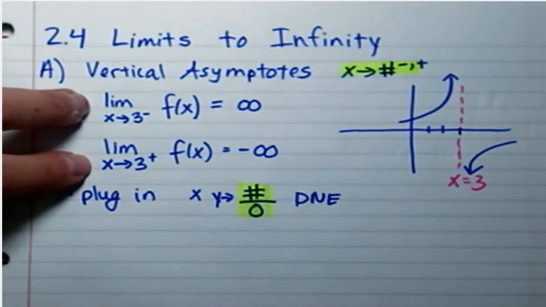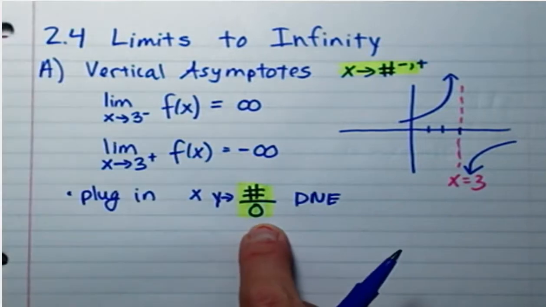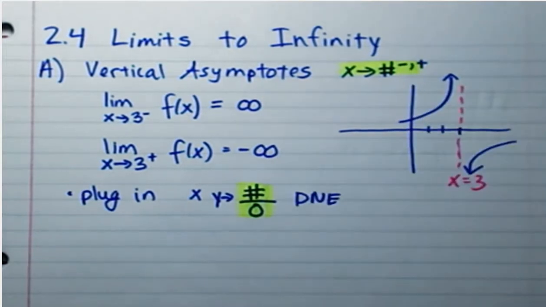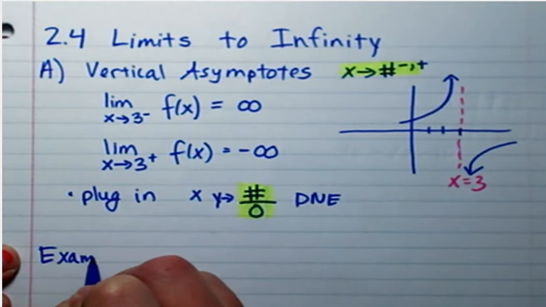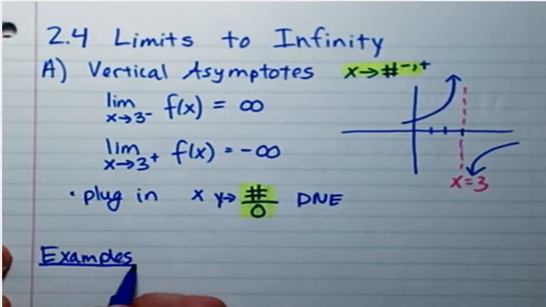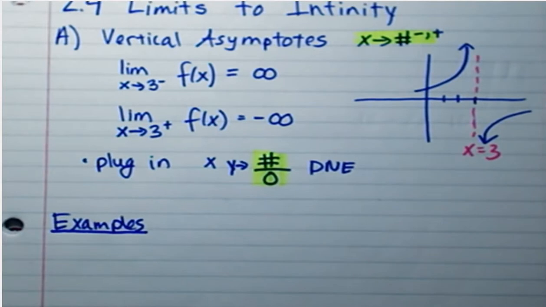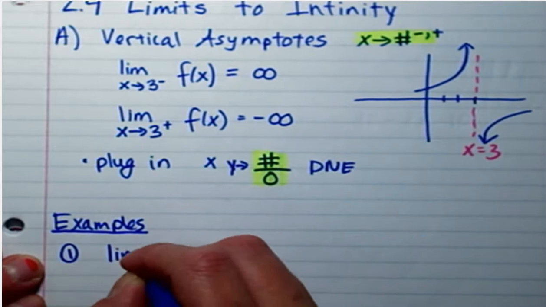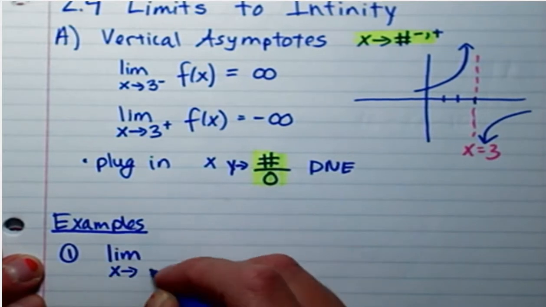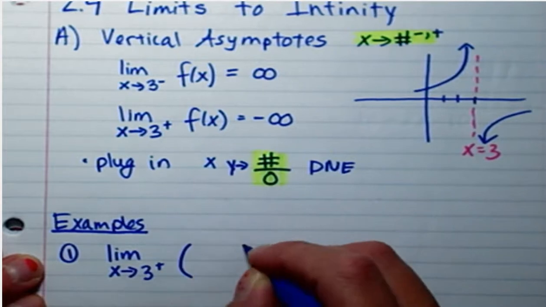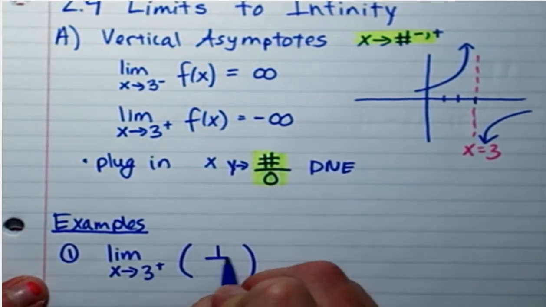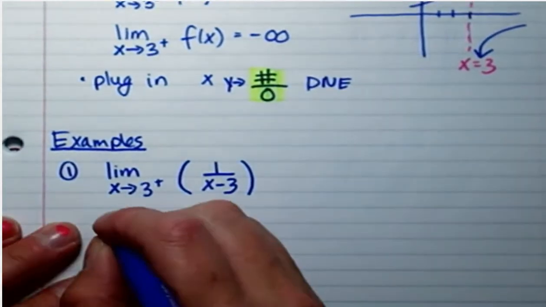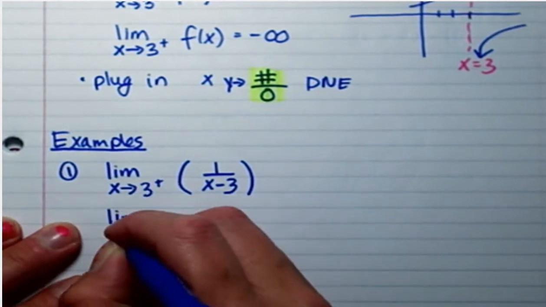But then we want to look closer, and we want to figure out whether our vertical asymptote is aiming the graph up or down. All right, so let's try some examples. No calculators, unless you're doing function arithmetic. Here we go. The limit as x approaches 3 from the right. But this time, I'm going to give you an equation. 1 over x minus 3. And we're actually going to answer from the right and the left.